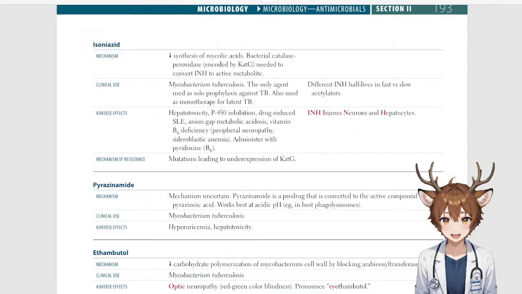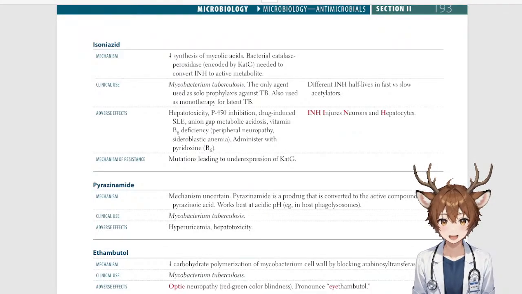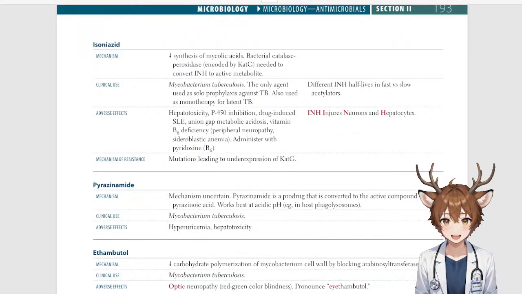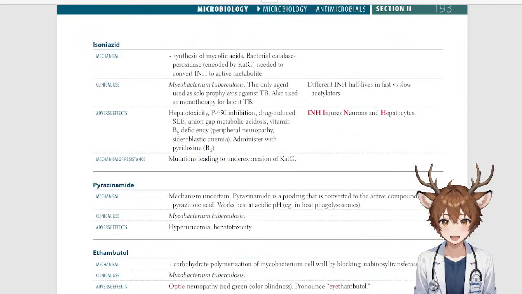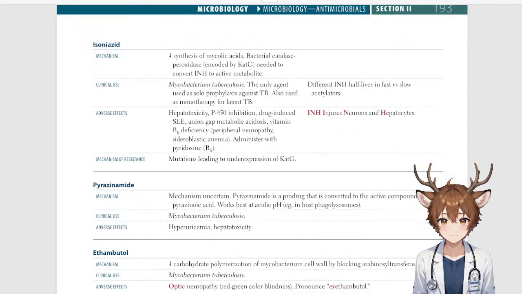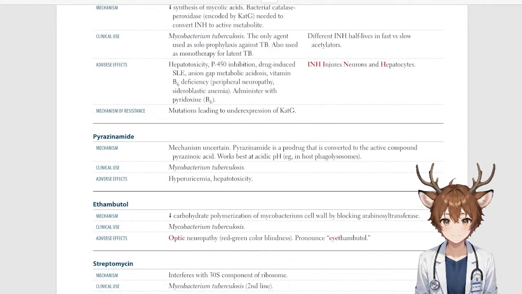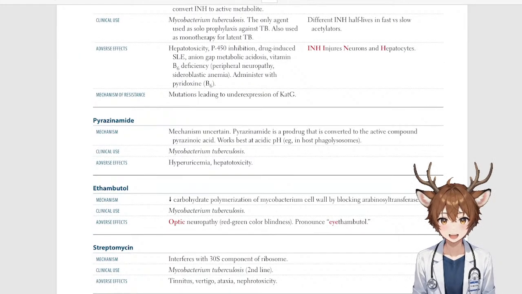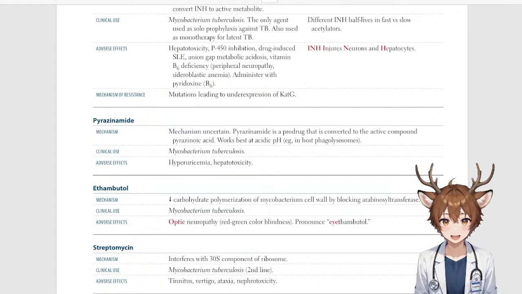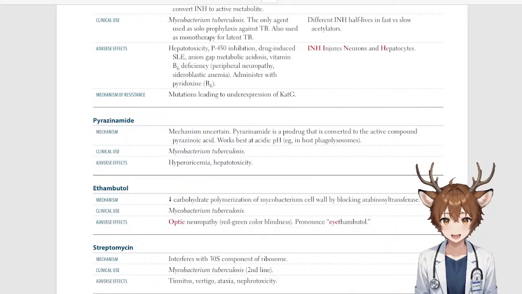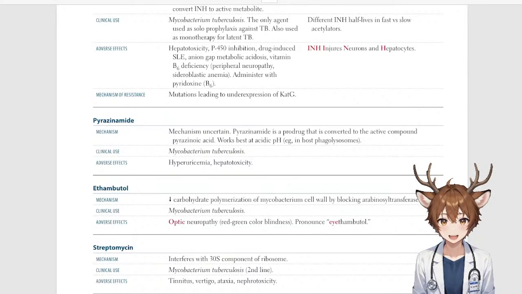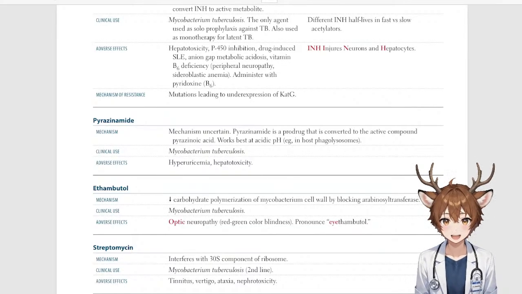What about pyrazinamide? Pyrazinamide's mechanism is uncertain. Well, that's fun. Adverse effects: hepatotoxicity and hyperuricemia. It works best at acidic pH, for example in host phagolysosomes. Ethambutol inhibits arabinosyl transferase, leading to a decrease in arabinogalactan synthesis, leading to a decrease in cell wall synthesis. Adverse effects include optic neuropathy, red-green color blindness, or decrease in visual acuity, typically reversible.